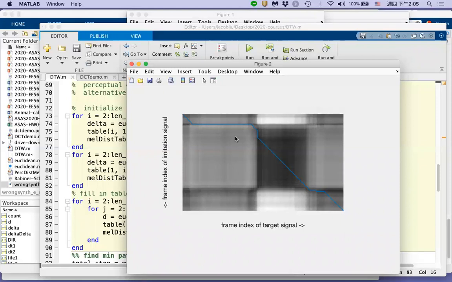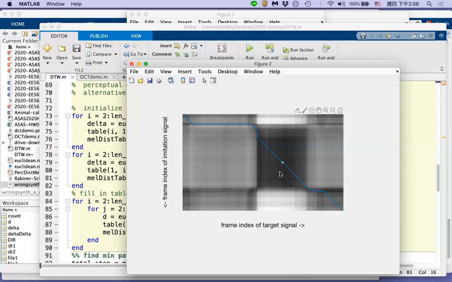So this picture has so many pixels that every single pixel represents how similar this frame in the imitation is with respect to any given frame in the target. And here, darker means shorter distance, and brighter means longer distance, more not similar. So the dark part means similar.